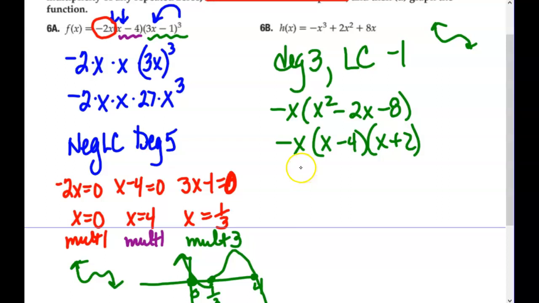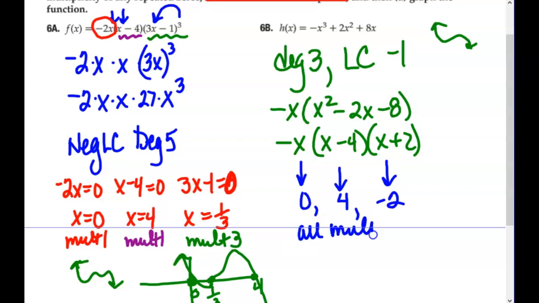All right, so where are the zeros at? 0, 4, and -2. Any of those have a multiplicity other than 1? No, they're all multiplicity 1, right? So that means it crosses at all those places. You've got to put them on there in order. -2 is to the left, 0 is in the middle, 4 would be over here somewhere. But it's coming from where? Top left. So cross, cross, cross.